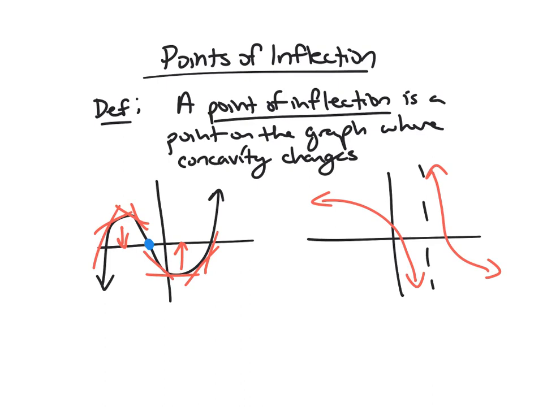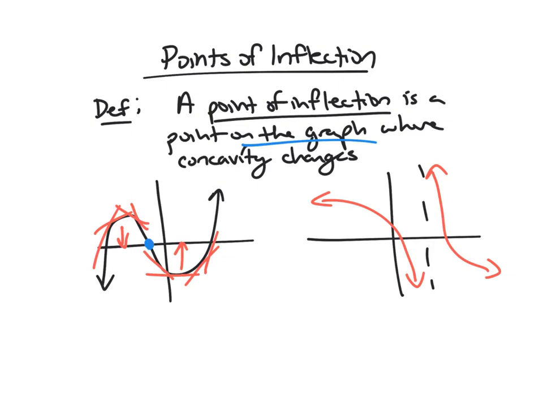An example where it's not: here we go from facing down to facing up. But why is there no inflection point? Well, it has to be a point on the graph. If I have an asymptote there where I see a change in concavity, that matters for my intervals of concavity, but I do not have an inflection point on the graph there. We really want to be thinking of something like the picture on the left.